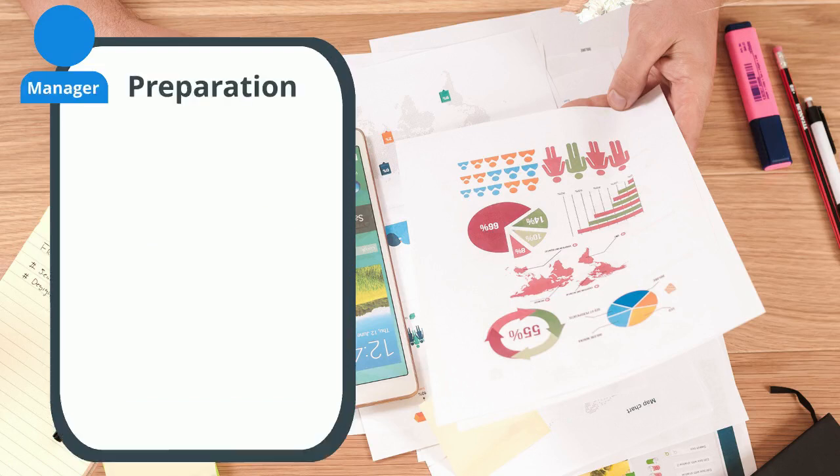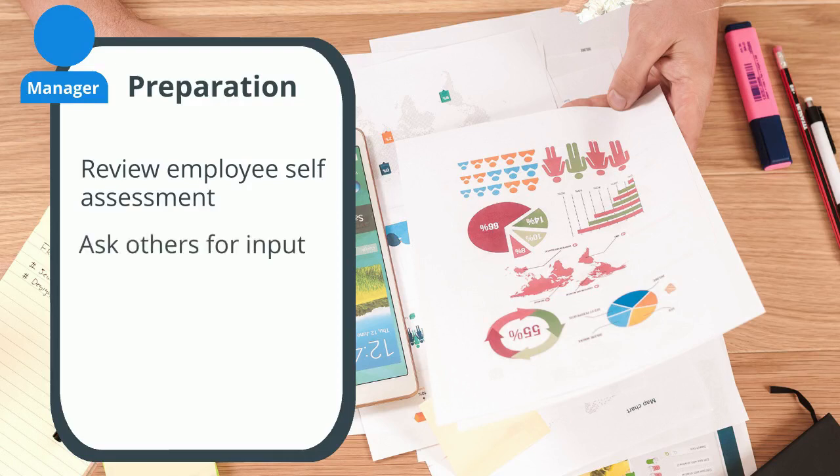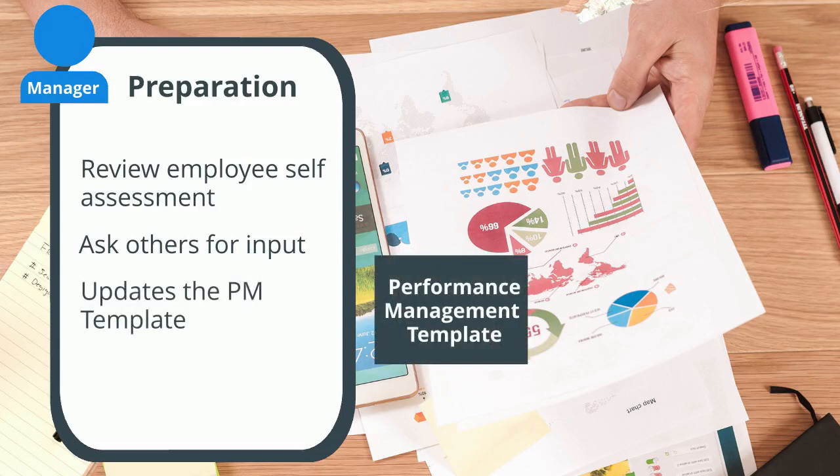The manager prepares by reviewing the employee's self-assessment, requesting additional information as needed, by asking others for input to ensure a fair and balanced evaluation of the employee's performance, and then updates the performance management template. If it is the annual evaluation, the manager also assigns a rating and writes a summary paragraph representing the entire year's performance, and ensures alignment of written comments and the rating.